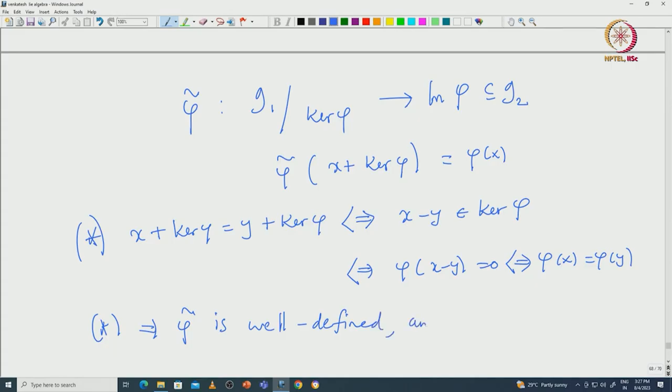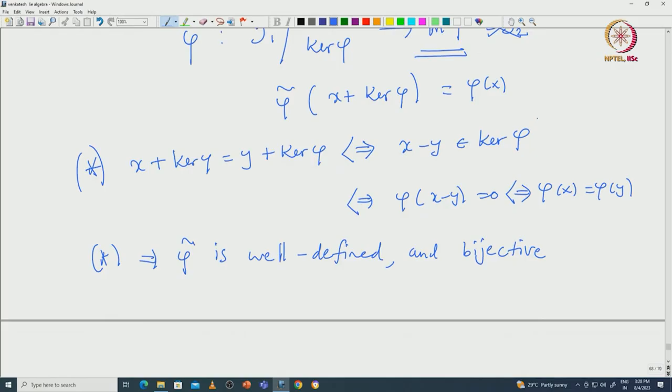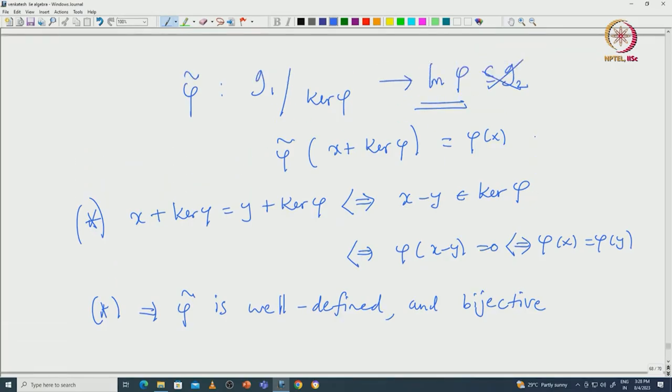and bijective, because we have restricted ourselves to the image of phi, and we do not care about G2. So the map is already surjective. Now this star implies the map is injective, so it is bijective. Now you have a bijective map, and it is not hard to prove it is a linear map, which you must have already verified in the linear algebra course. So I will just leave it as an exercise. Now you have a bijective linear map, which is an invertible linear map.